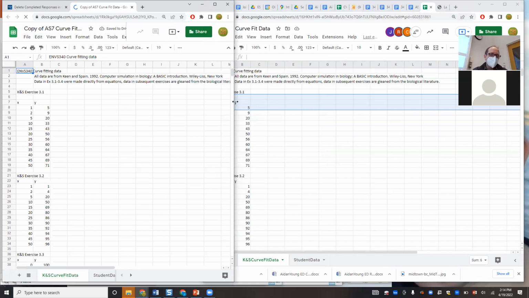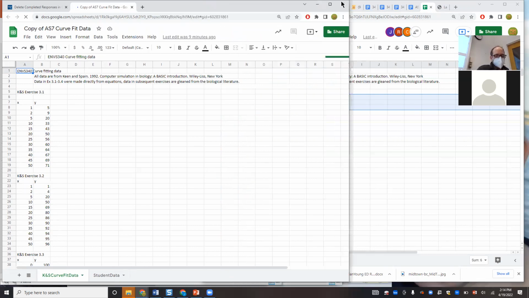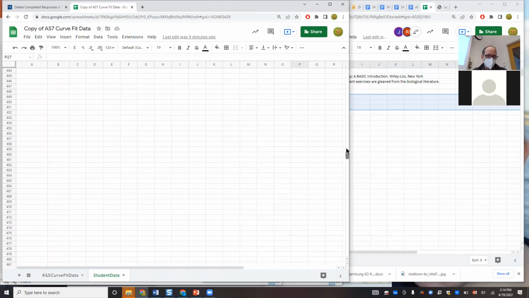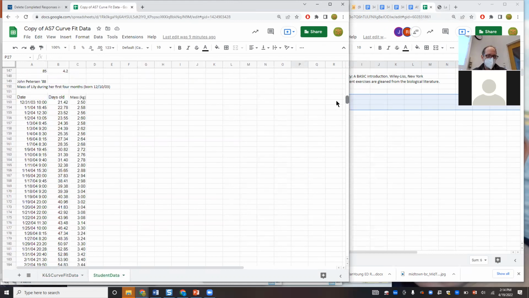So there's a bunch of data in here. Some of it comes from the Keenan Spain book. Some of it comes from actually data that students in past classes have contributed. And I want to start this process by clicking on the student data tab on the bottom and click on a contribution I made to this many years ago.